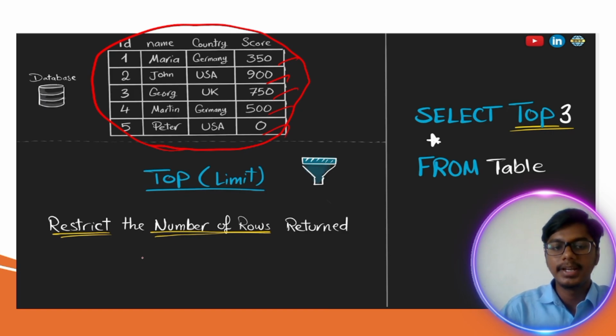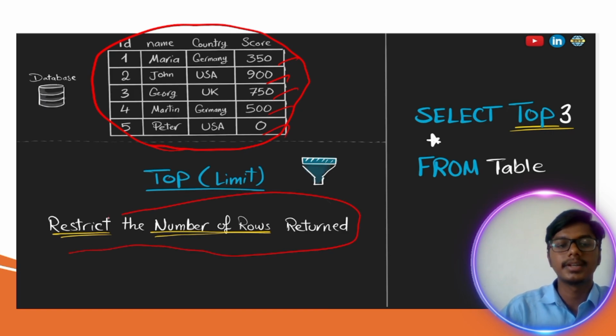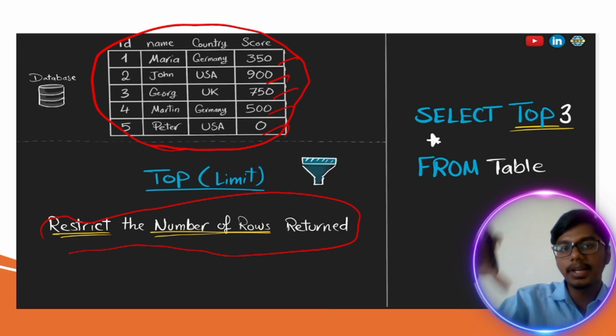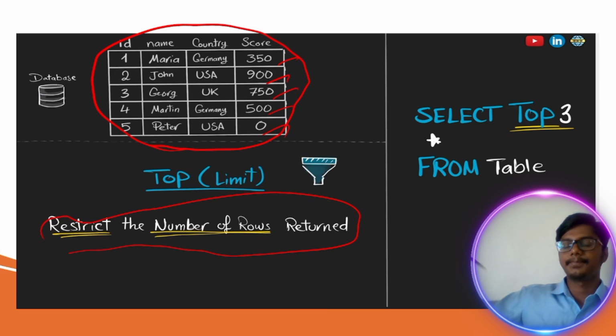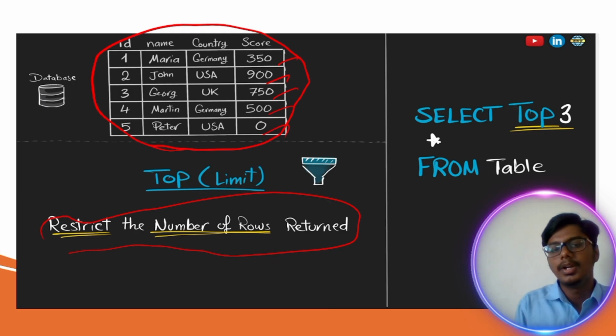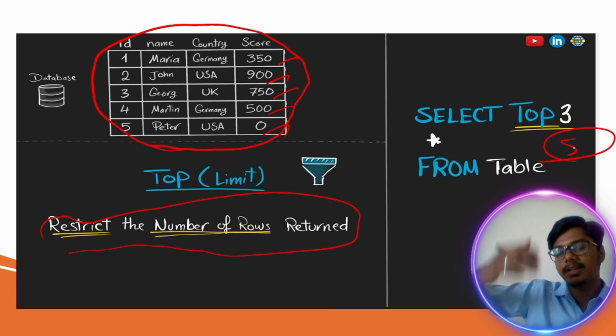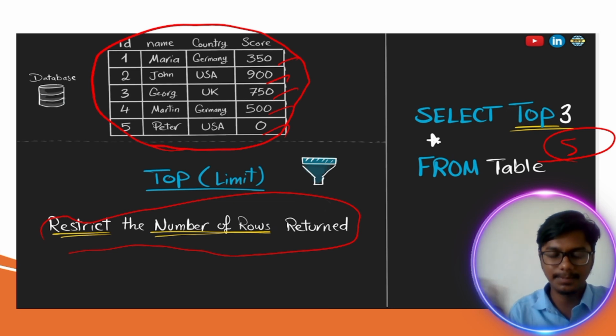TOP means it restricts the number of rows returned. I just need the top three. That means it restricts the output to only the top three rows. If you put the top five, that means the top five rows based on ascending order will be returned. Okay, that's the basic condition.